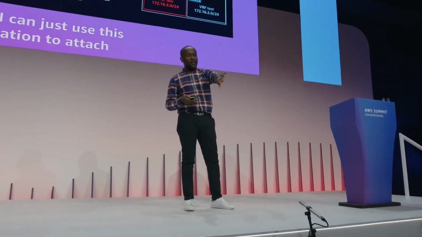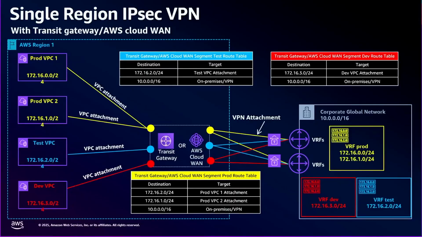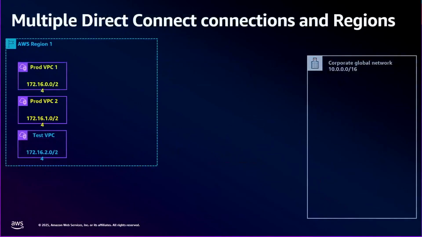Eventually, I can just use this basic foundation to attach whatever number of environments I'm going to have, because the only thing that you start changing is on the left, which is the VPC attachments that you're seeing there. If I have a new environment, I just bring it up in a new account, share the transit gateway or the cloud one, attach my VPC. I already have a relevant route table, and I'm good. I'm good in terms of connectivity. So that's just on the IPsec side of it, right?